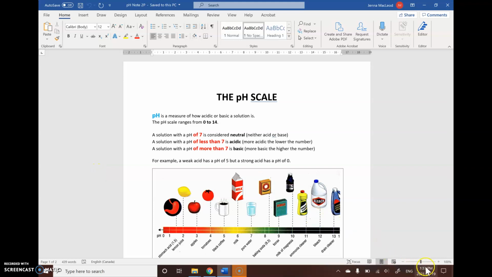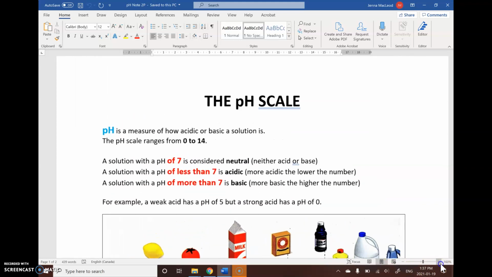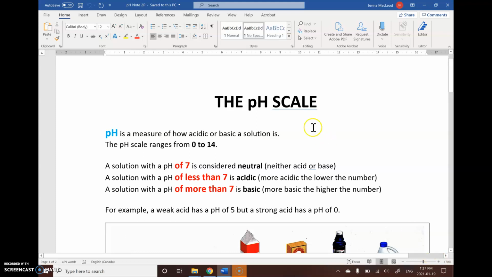Okay guys, this is a note on pH. pH stands for the power of hydrogen. It's a scale that measures how acidic or how basic a solution is. It ranges from 0 to 14. Now, if a solution has a pH of 7, it's considered neutral, so it's not an acid or a base.